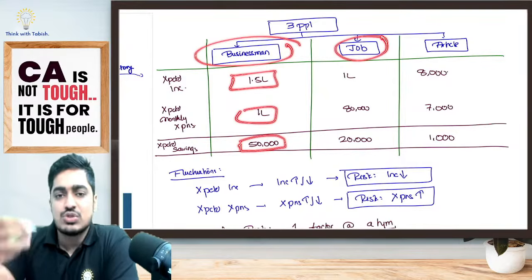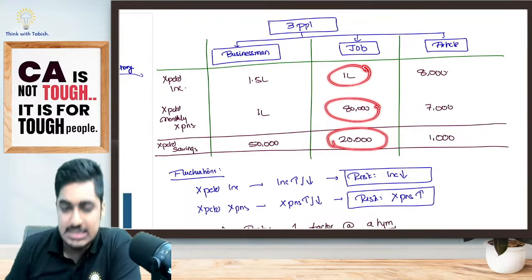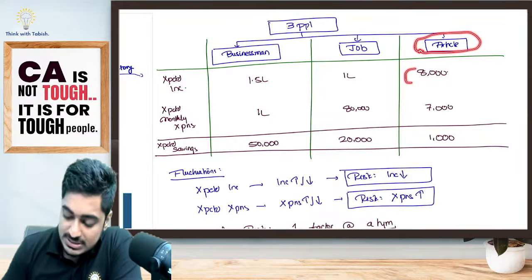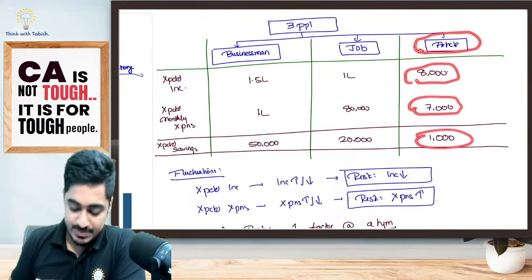One more person is there who is going on a job. 1 lakh he is earning. 80,000 is his expense. 20,000 he is saving. Okay. One more article is there. Every month how much he is earning? 8,000 is earning. But 7,000 expense is there. So 1,000 is the expected saving.